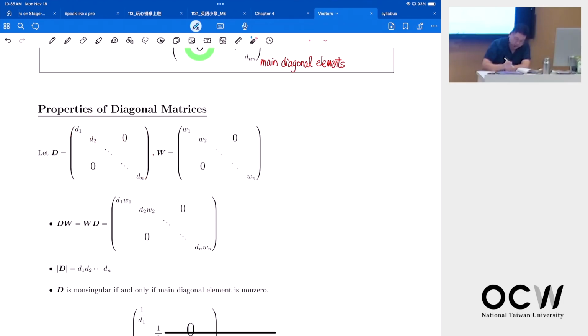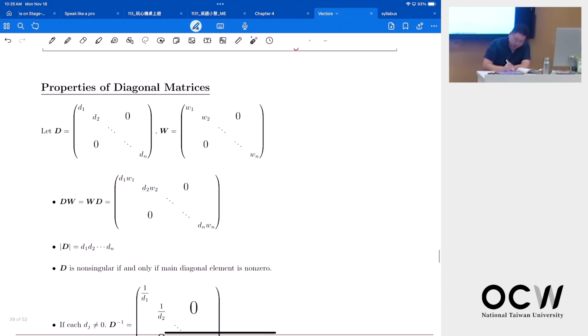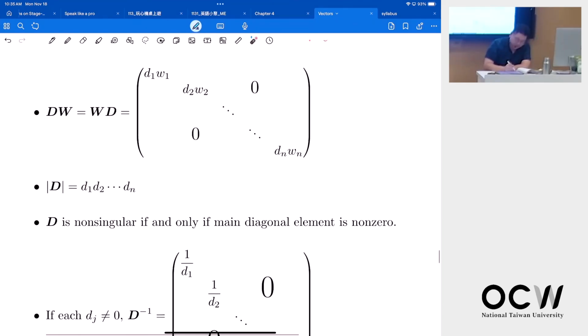So that's why for the determinant, you can see that it will be the elements on the main diagonal and make it a multiplication, D1 to Dn. Okay? And we say D is non-singular if and only if the main diagonal elements are non-zero.